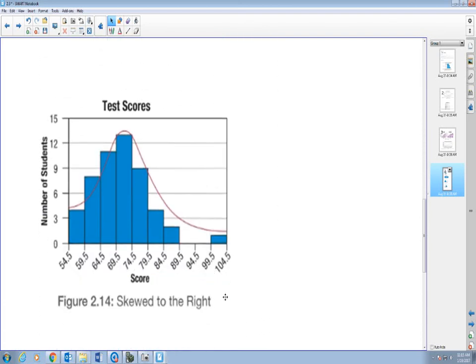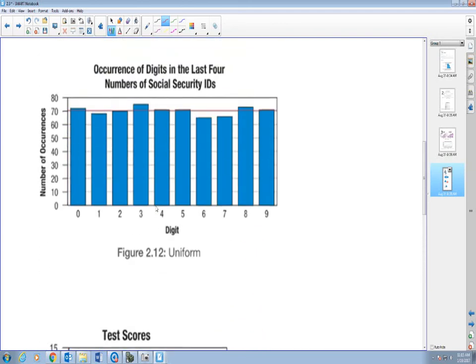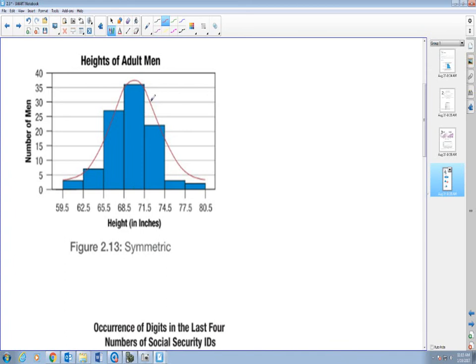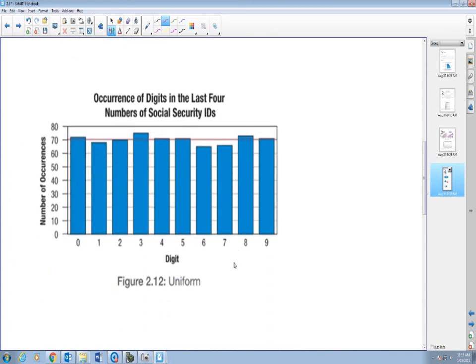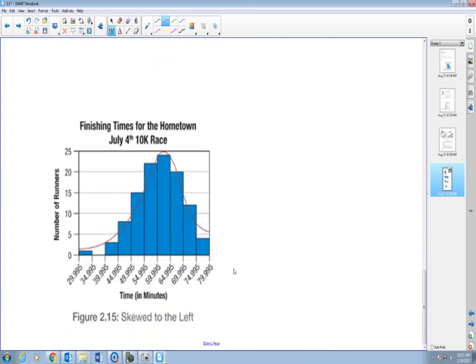Alright, if my histogram is skewed to the right, the way you remember this is where the tail is. If the tail is on the right, that will be skewed to the right. That means the majority of the data is concentrated on the left side, rather than in the center. Concentration in the center is called symmetric or bell curve shape. Skewed to the left means the tail is on the left side, so the data is concentrated on the right hand side.